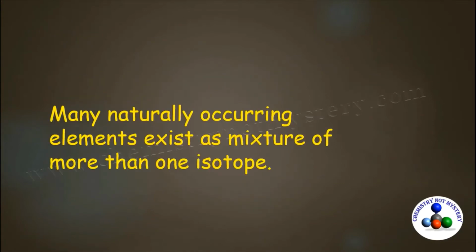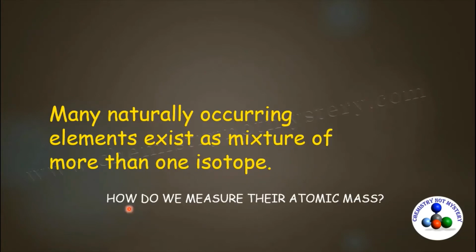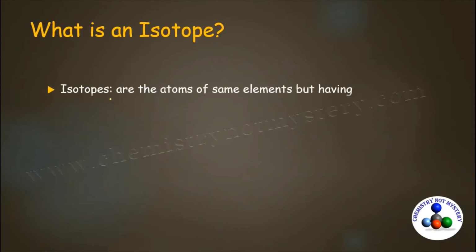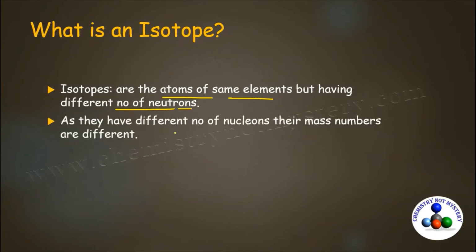There are many elements which exist as a mixture of more than one isotope. So how do we measure their atomic mass? So let's try to understand what an isotope is. Isotopes are the atoms of the same element but having different numbers of neutrons. As they have different numbers of nucleons, their mass numbers are also different.